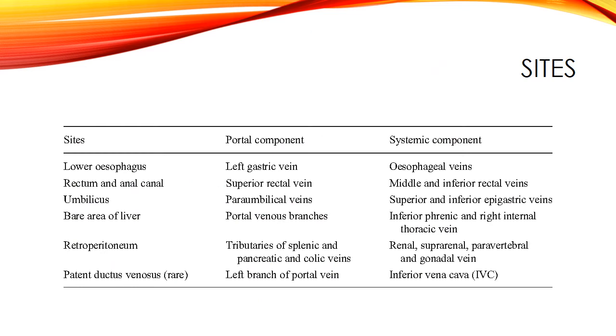This is a summary of the sites. We have some sites at the lower esophagus, at the rectum and anal canal, at the umbilicus, at the bare area of the liver, retroperitoneally, and through the patent ductus venosus as well.